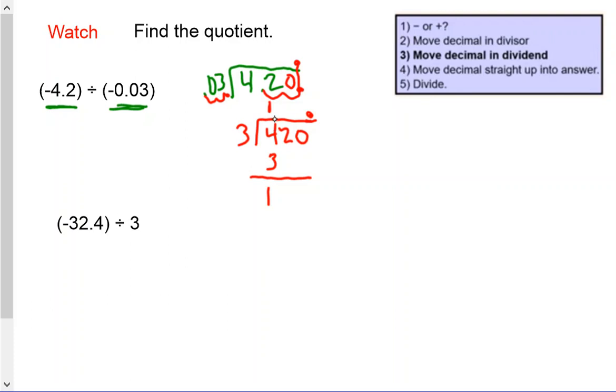So we've got 3 goes into 4 one time, and then we're going to bring down our 2, and then 3 goes into 12 4 times, and that will give us 12, and then we get 0. Okay, now when we're doing this with decimals, we have to make sure that we do something over the 0 because it's to the left of the decimal, and so 3 goes into 0 0 times. Okay, so our answer is going to be 140.